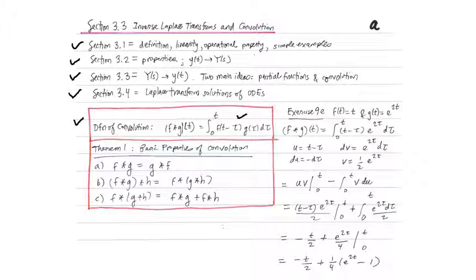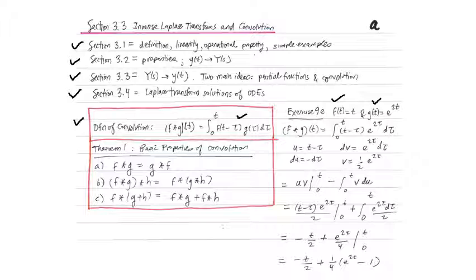To start getting comfortable with this definition, before we do anything else, it hopefully will be useful to just look at an example and work through that calculation in some detail. Exercise 9E is a problem of that type where I give you two functions, f of t is t and g of t is e to the 2t, and I ask you to find the Laplace transform of the convolution of those two functions.